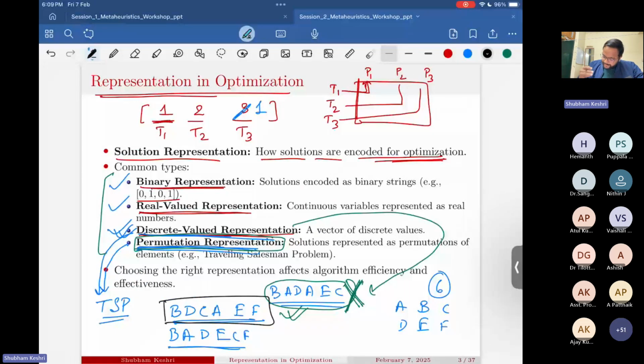Suppose you have to get the objective function. How will you get it? You take BD. What is the distance between BD? You add. Then what is the distance between DC? You add. Then CA, then AE, then EF. You will get the objective function. This is how you are decoding the solution. This is my representation, my encoding. I can decode it and then obtain the objective function. So this is a decoder.